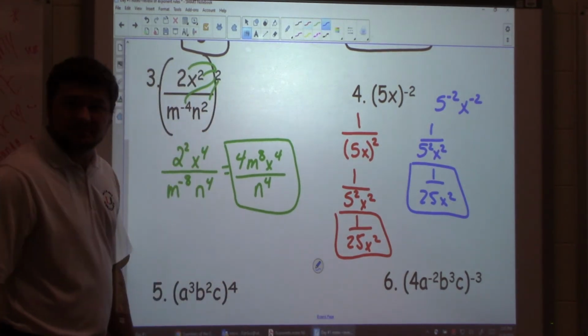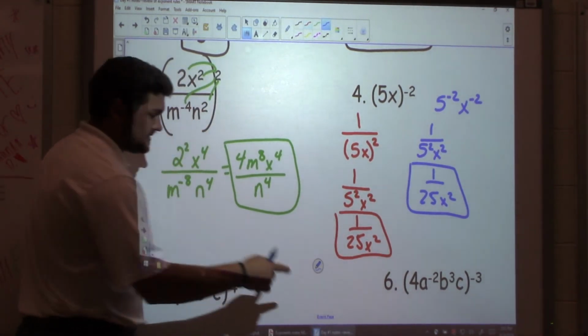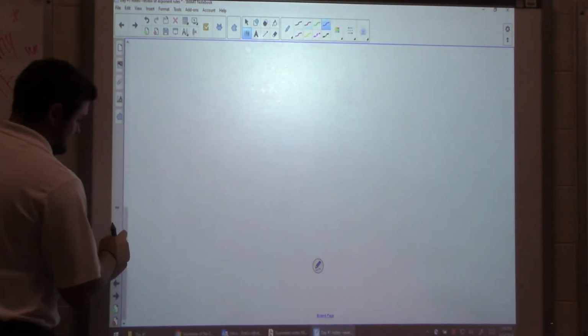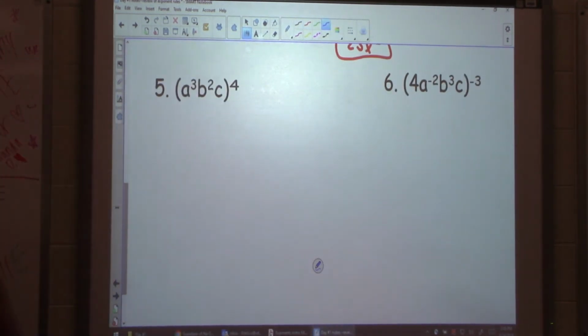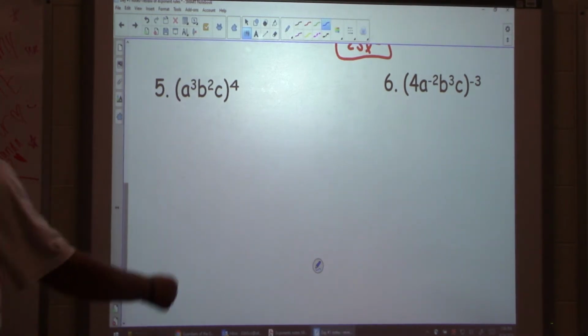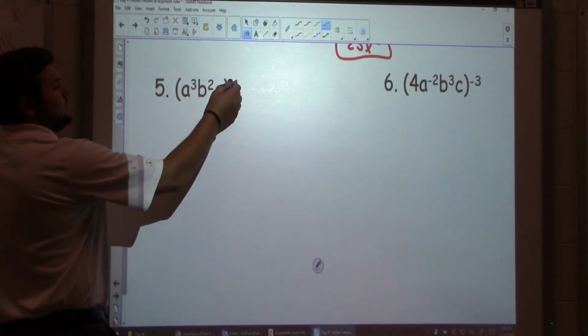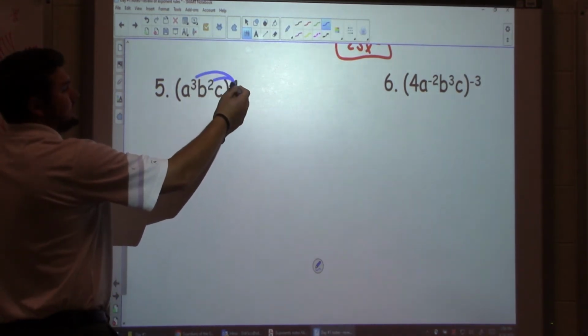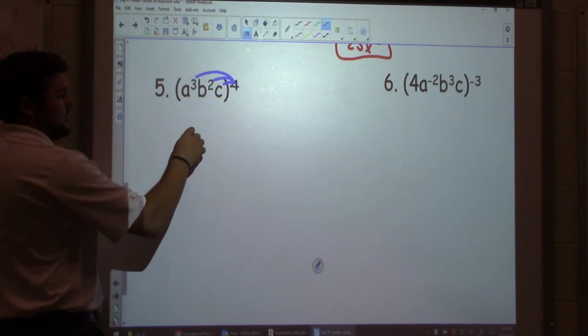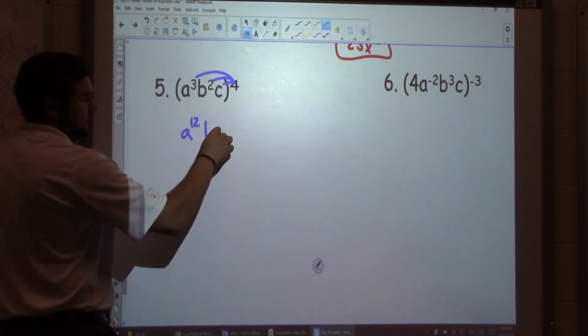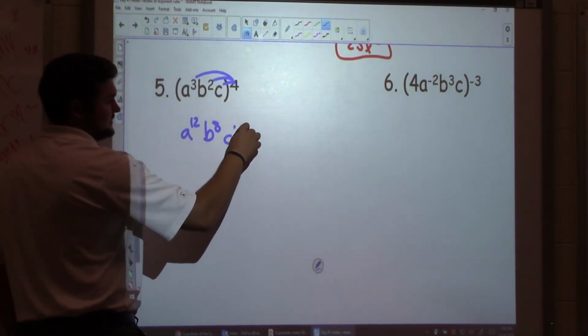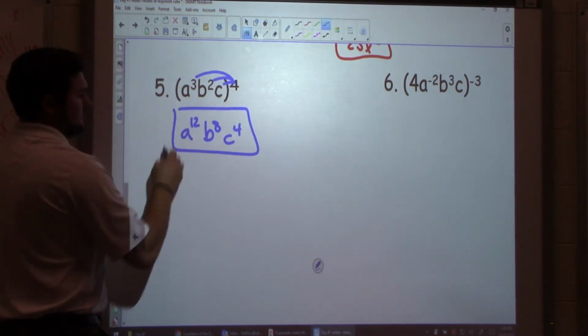Any questions? Two more. So, number 5. A cubed b squared c, all raised to the 4th power. That 4 is distributed to all of our exponents, we're multiplying. A to the 12th, b to the 8th, c to the 4th. Done.